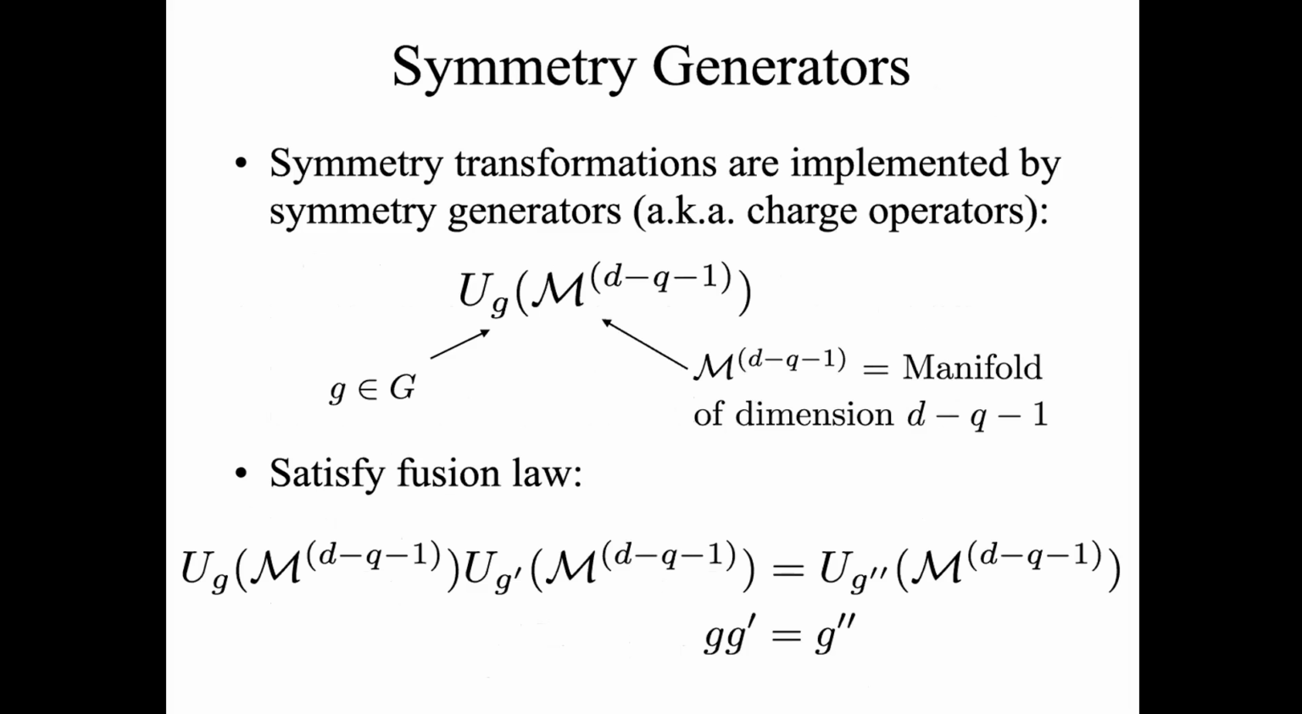Symmetries are implemented by symmetry generators, also known as charge operators, which are labeled by elements of the group G and associated with manifolds of dimension D minus Q minus 1. These operators satisfy a fusion law. So if I take one operator labeled by G and another operator labeled by G prime associated with the same manifold M, I can fuse these together to get a third operator labeled by the element G double prime, where G times G prime equals G double prime in the group multiplication. So the fusion law is equal to the group multiplication law.